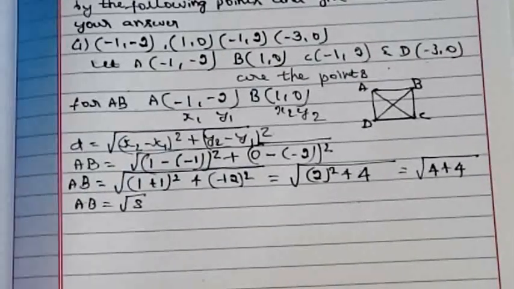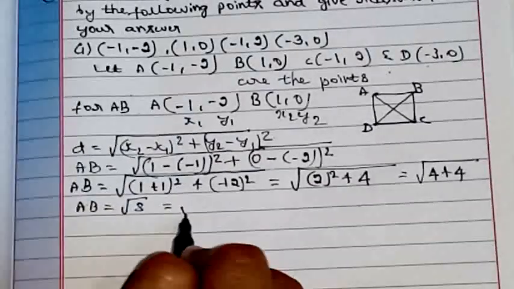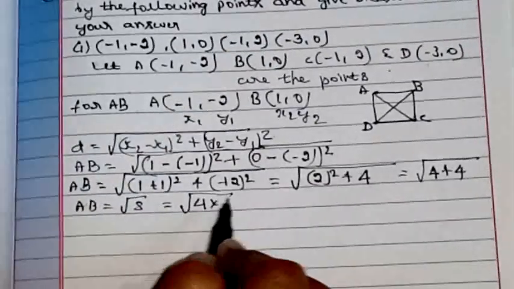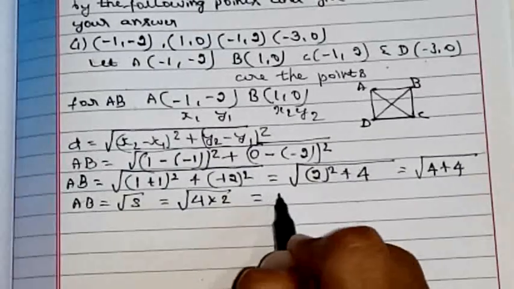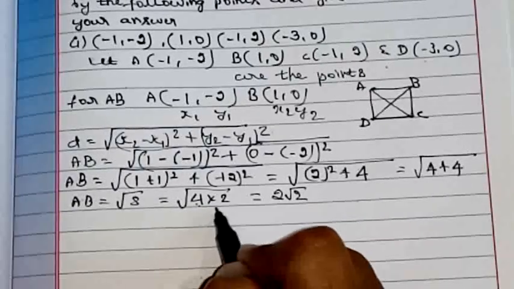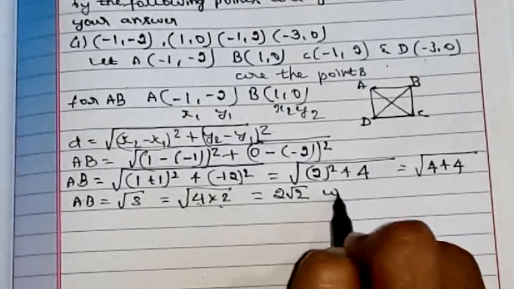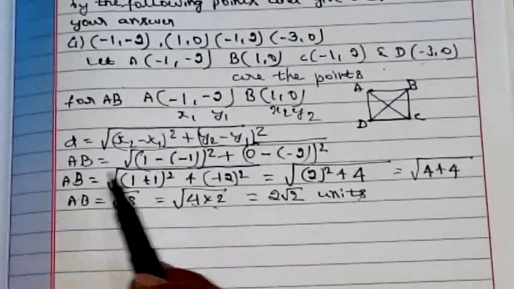So already you know that root 8 can be written in the form of root 4 into 2. Now take out the square root of 4, so the answer is 2 root 2. The square root of 4 is 2, remaining is root 2, so 2 root 2 units. It's the distance between AB.